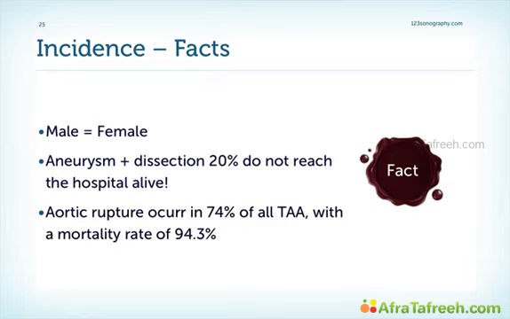Males and females are equally affected, and if you have an aneurysm with a dissection, you have a very high likelihood that you will not make it to the hospital alive. Aortic rupture occurs in 74% of all thoracic aortic aneurysms, with a high mortality rate of 94.3%. So once rupture has occurred, you actually do not have a chance.